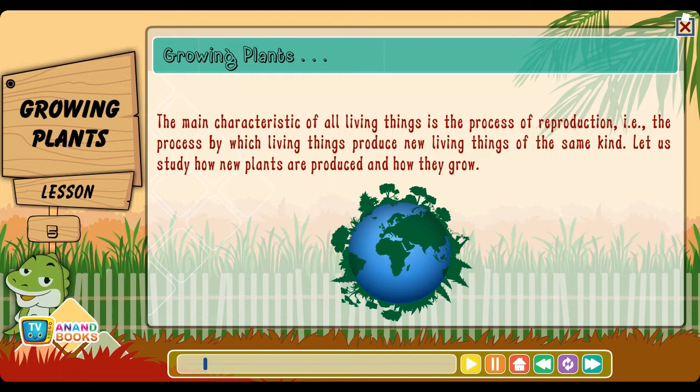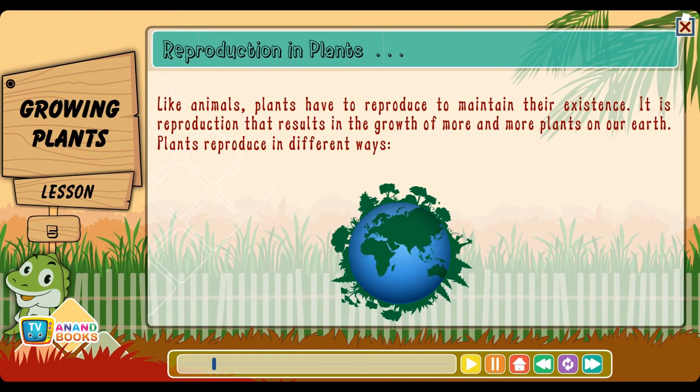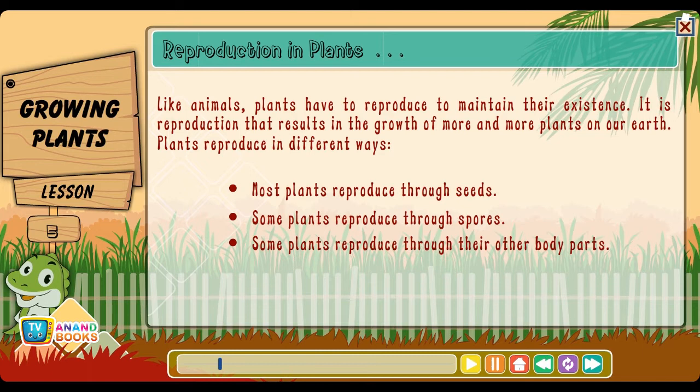Reproduction in plants. Like animals, plants have to reproduce to maintain their existence. It is reproduction that results in the growth of more and more plants on our earth. Plants reproduce in different ways. Most plants reproduce through seeds. Some plants reproduce through spores. Some plants reproduce through their other body parts.